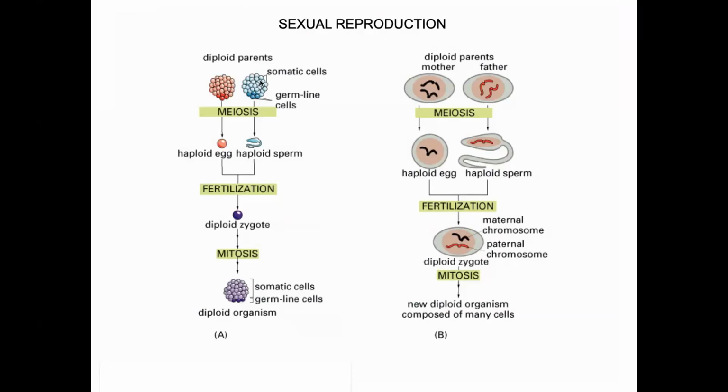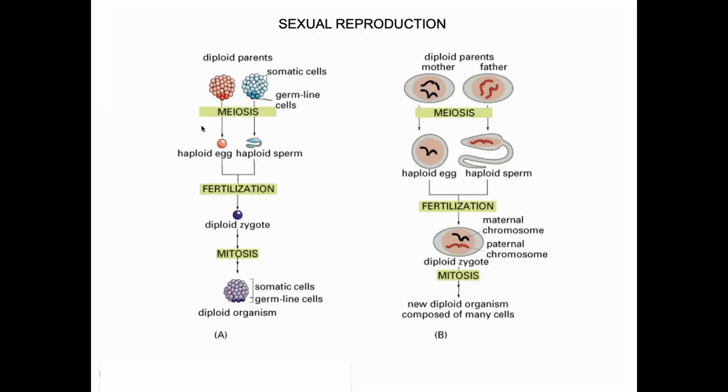So there's a unique subset of cells. The cells that comprise the body are what we call somatic cells. Those are non-reproductive. However, within the gonads, either the testes or the ovaries of male and female respectively, there's a unique type of cell, a germline cell, that has the ability to undergo a unique type of cell division that we call meiosis. And meiosis produces reproductive cells, sperm on the male side and an egg on the female side.